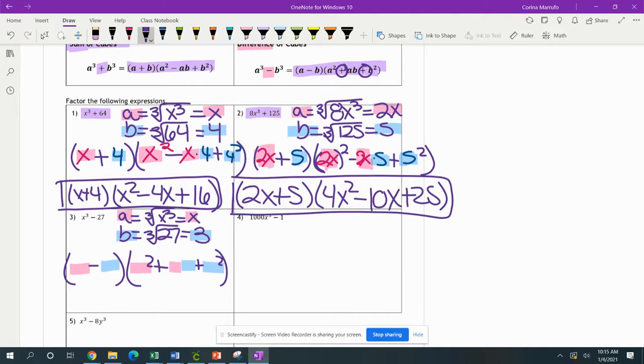So here we know a is x, so I put an x here, an x here, and an x here. And then we know that b is 3, so I put a 3 here, a 3 here, and a 3 here. And then we simplify. So we have x minus 3, and then we have x squared plus 3x, and then 3 squared gives us 9.